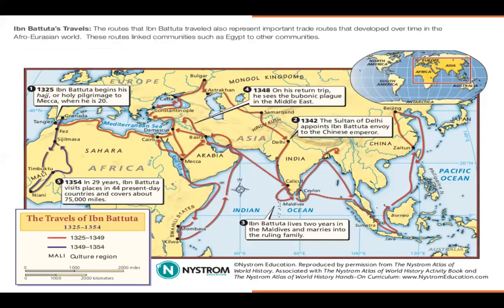Now let's take a look at this map. This map shows various trade routes. And these routes link communities such as Africa, Asia, and Europe. Okay, so Egyptians traveled all throughout this area. And a man named Ibn Battuta began his journey, and he traveled through, and he used all these different routes to travel and to exchange goods with all of these places. So if you look at the red arrows, those show you the different routes that he took.